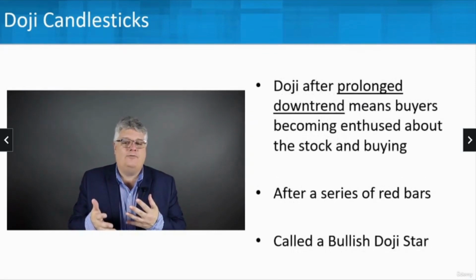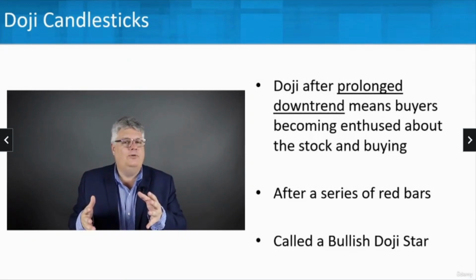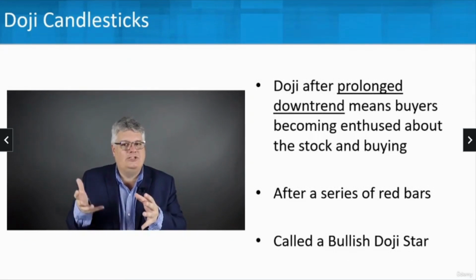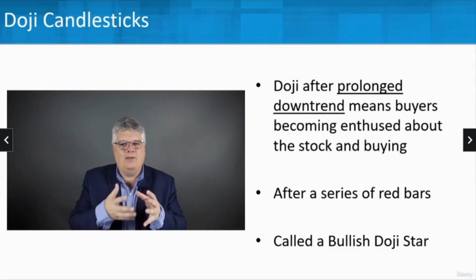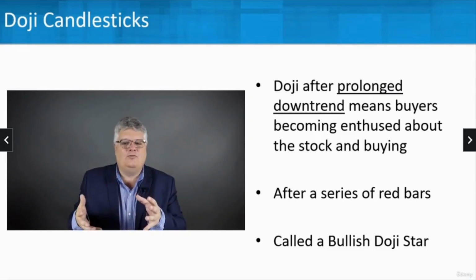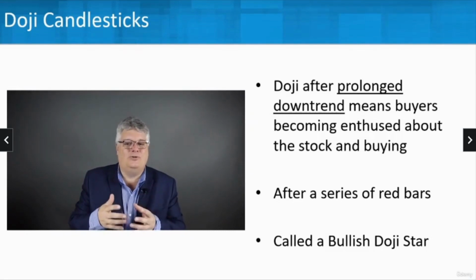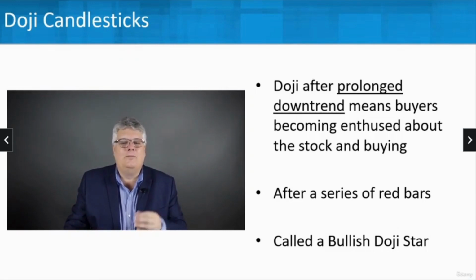A doji after a prolonged downtrend is the exact opposite, where we've been going down for some time. It means buyers might be coming in, getting more enthused about that security and starting to buy it, and that prices might be ready to start coming up. So it's been going down, we've had a series of red bars, and there's now a doji appearing, showing some indecisiveness, maybe showing us that we're ready to turn and go back upwards. And that's called a bullish doji star. So you have bearish doji stars and bullish doji stars acting in opposite ways. But that's the idea of these doji candlesticks that could show where these changes might be occurring.